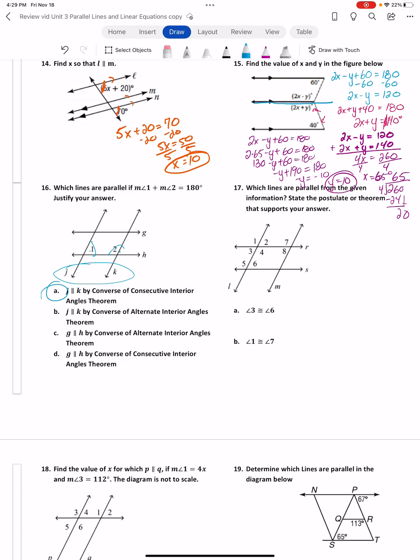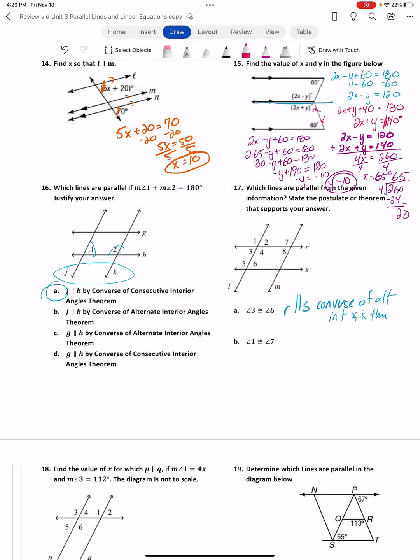Number 17. It says which lines are parallel from the given information, state the postulate or theorem. So it says angle 3 and angle 6. Well, those are alternate interior. So it's R is parallel to S. Whenever we prove parallel, it's going to be the converse of alternate interior angles theorem. Okay.